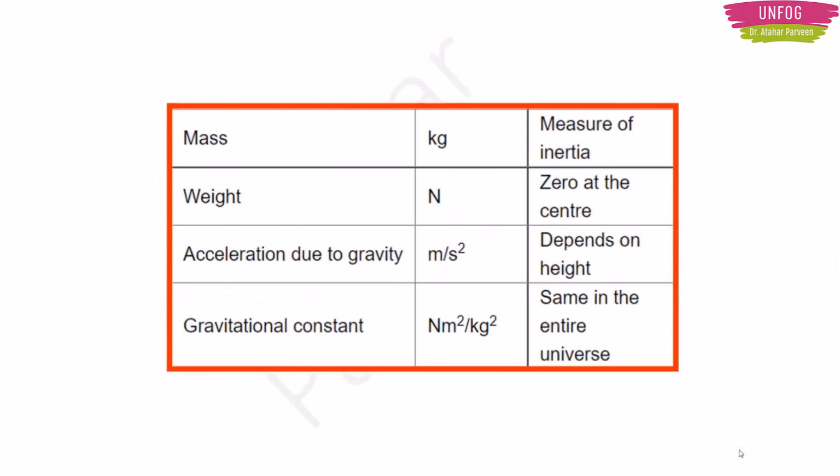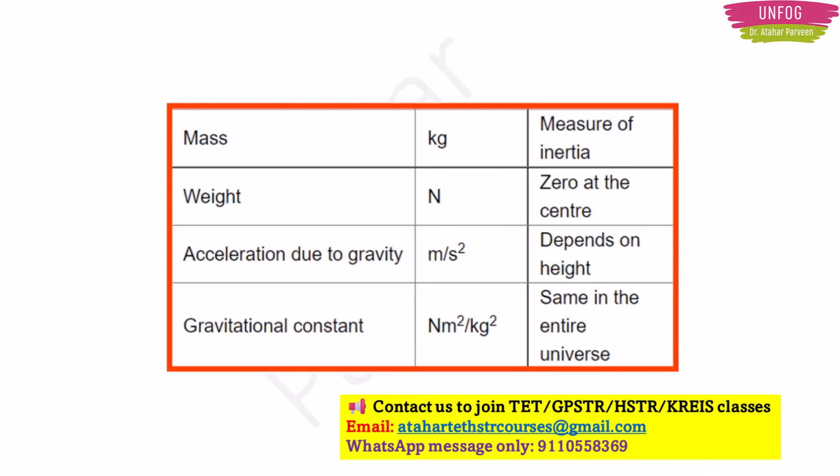Now just a quick recap, and these are very important points. We told that mass is a measure of inertia, and weight is 0 at the center of the earth. And weight is force. It is related to mass as mass into gravity. This acceleration due to gravity, small g, has the unit of meter per second square, and it depends on height. Then the gravitational constant, we told, is the same in the entire universe. That's why it comes out from the universal law of gravitation. And one very important point is that the unit of weight will be Newton because it is force.